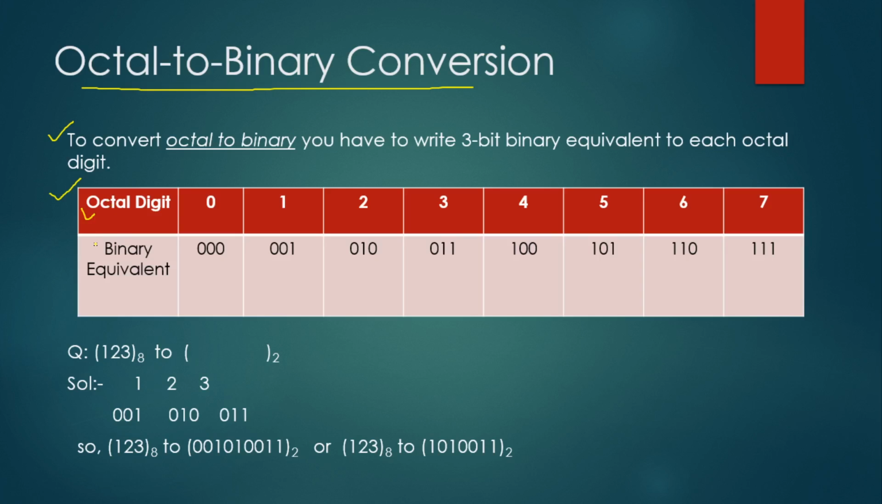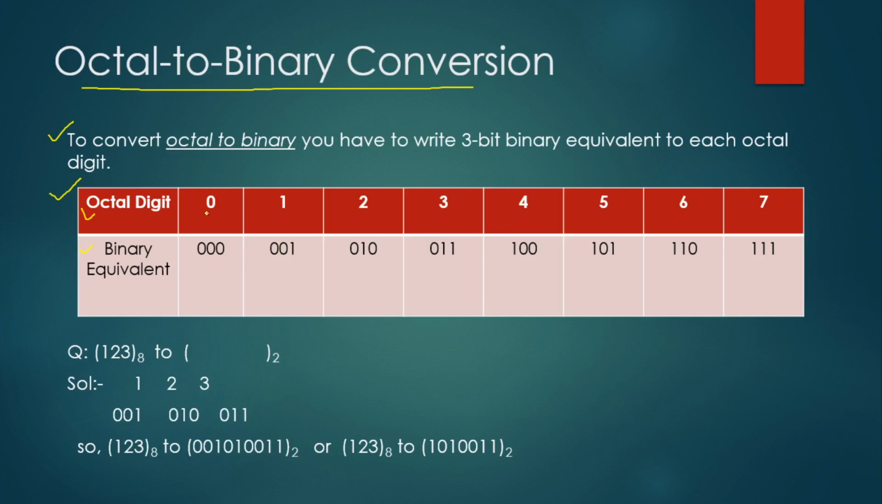This column has the octal digit, this row has the octal digit, that is 0, 1, 2, 3, 4, 5, 6, 7. We know that the octal number system contains only 8 values and the range of octal numbers is 0 to 7. So here we have written 0, 1, 2, 3 up to 7. Now in the second row we have the binary equivalent of each digit.